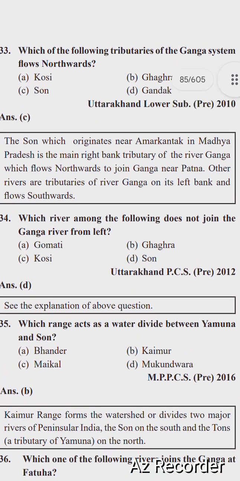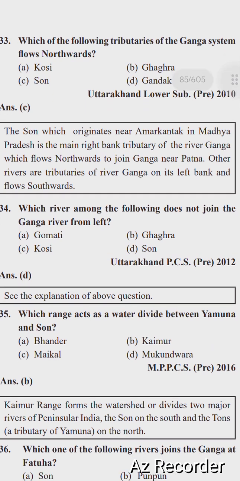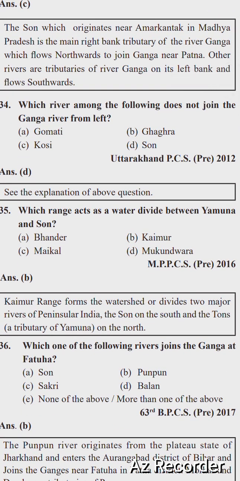Okay, which river among the following does not join the Ganga river from the left? Options: Gomti, Ghagra, Koshi, Son. The right option is D, Son. Next, which range acts as a water divide between Yamuna and Son? Option A Bhadra, option B Kaimur, option C Maikal, option D Mukundwara. The right option is B.